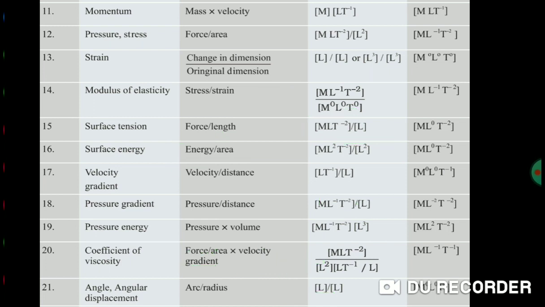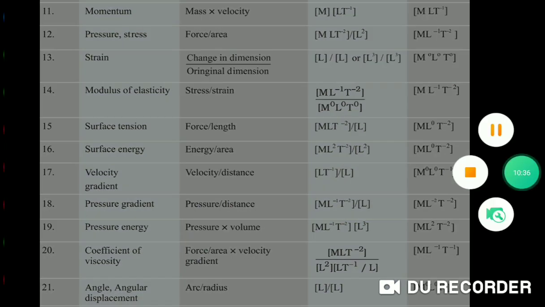So you can say that the dimensional formula of strain is M^0L^0T^0. That means it is a dimensionless physical quantity. Okay, do you understand? Good.